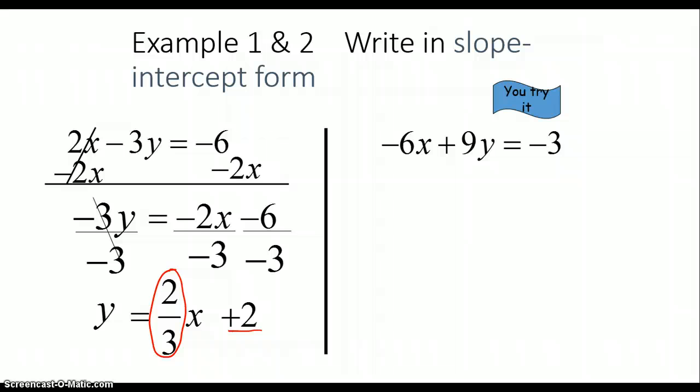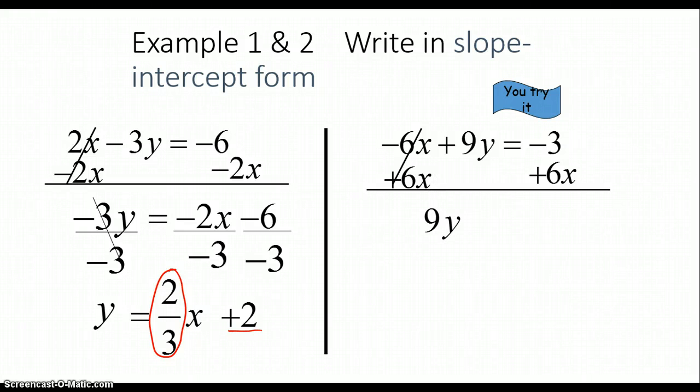Okay, let's see how you did. To solve for y, I need to get y by itself, which means I'm going to first get rid of that x term. To get rid of negative 6x, I'm going to have to add 6x to both sides. This eliminates the x term on the left side, leaving me with 9y equals 6x minus 3. I can't combine those because they're not like terms. But y still needs to be by itself. It has to have a coefficient of 1.